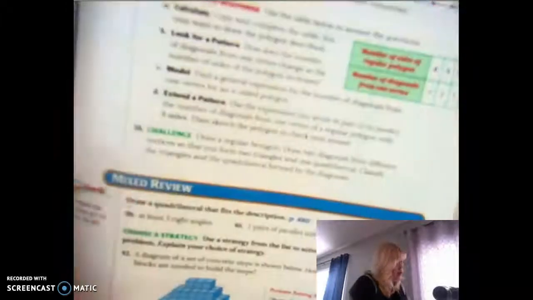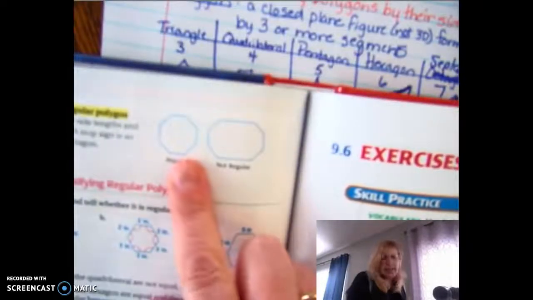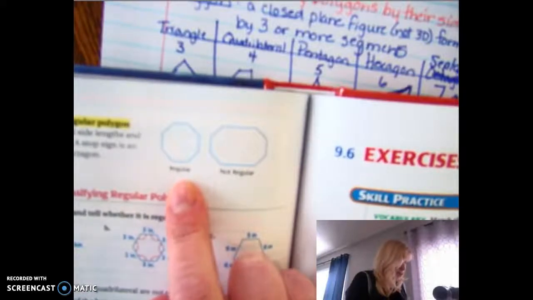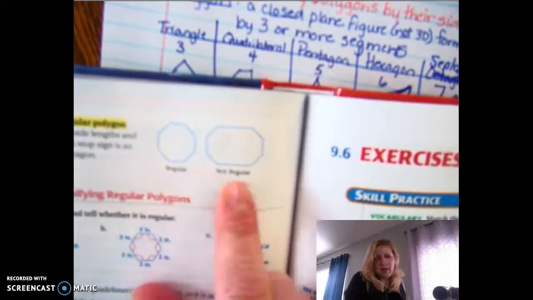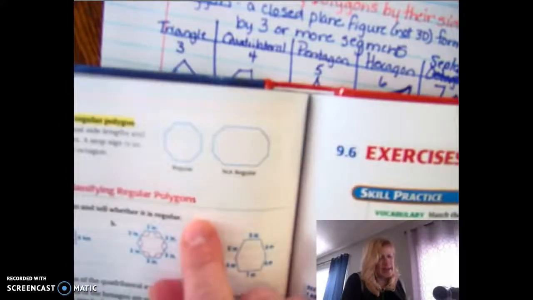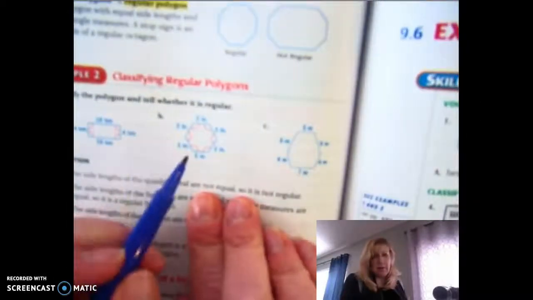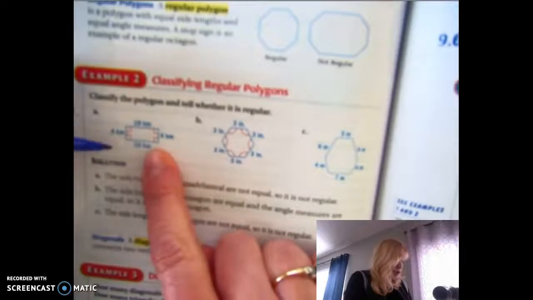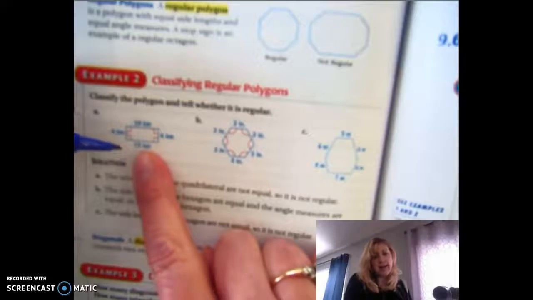When we look in your book on page 486, you're going to see this figure, which is a regular polygon, and it should be an octagon. This is the regular one, and notice this one has those long lengths on the side. That is not regular. The sides are not the same, and likely the angles are not the same. When you look at their examples of classifying these, the first one is a rectangle, and although all 4 angles are the same, the sides are not. A rectangle is not a regular polygon.